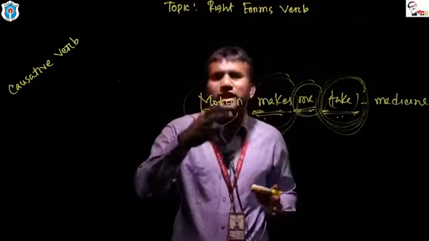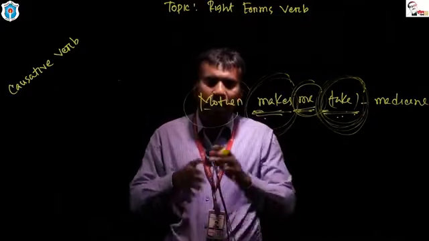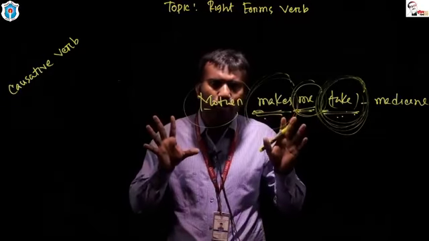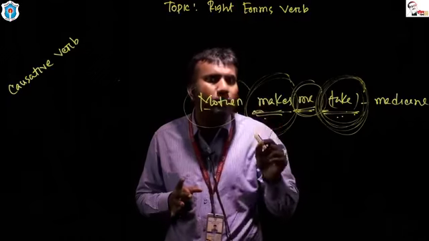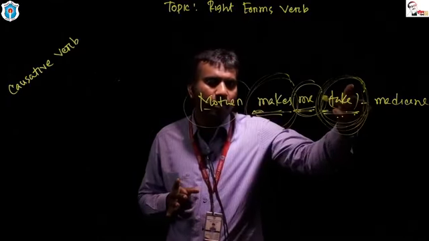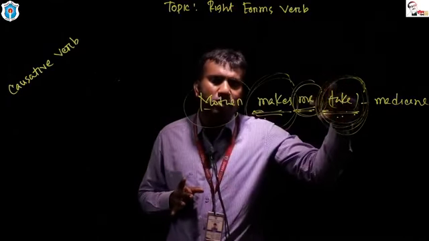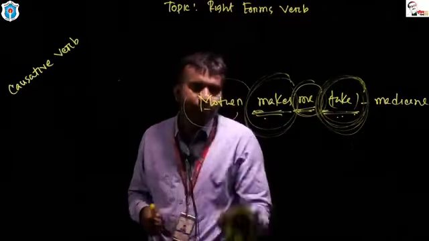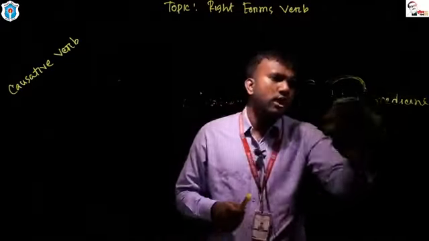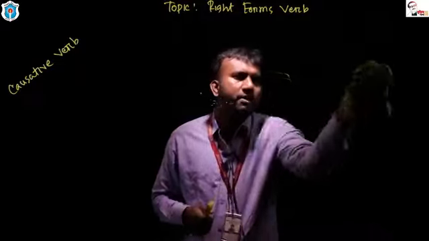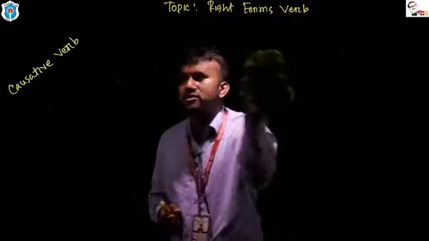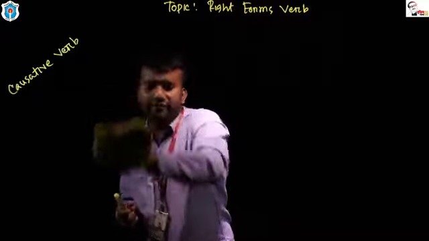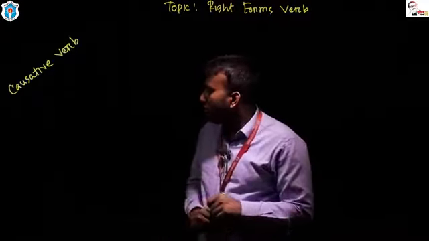Let me tell you the answer along with the rules of causative verb. I have already told you that you have to calculate the form of the second verb. This second verb is important. After the causative verb, you will get a person or a thing. At first, we need to know the causative verbs.